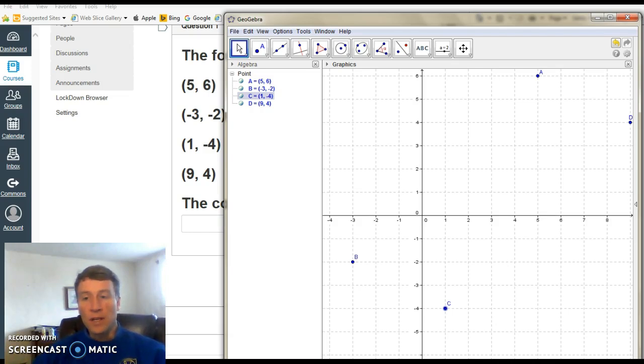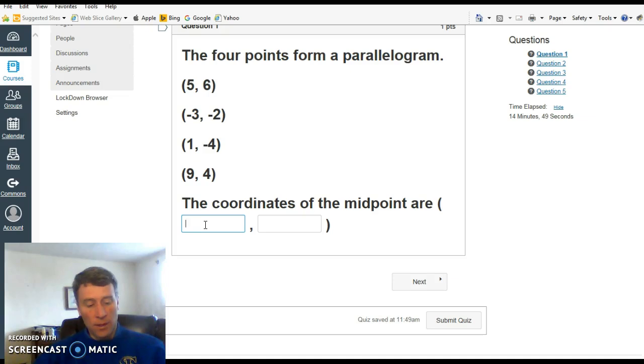So if we wanted to find the midpoint between point B and point D, we could just look at the x-coordinates. The x-coordinates go from -3 to 9. The distance between those would be 9 plus 3 more, which is 12. Half of the distance is 6. If I'm at -3 and I go 6, I'll get to 3. So we know that the x-coordinate will be 3.